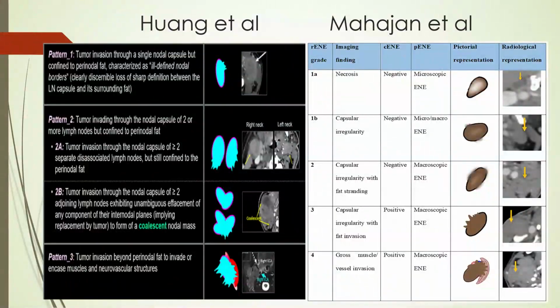And Mahajan et al. As I said, Huang et al. divided grade 2 into 2A and 2B. When both the nodes are combined, it is 2A, and when they are separate nodes which are invading out of the capsule and forming a coalescent mass, it is 2B. And Mahajan et al. tried to compare the clinical radiological ENE with pathological ENE, and graded them from 1A to grade 4.